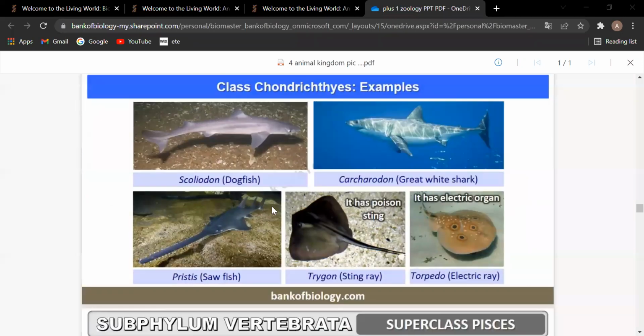Pristis, that is sawfish. Here you can see this particular structure looks like a saw. Trygon, stingray. The sting has got poison inside it. An electric organ, that is the electric ray called torpedo.